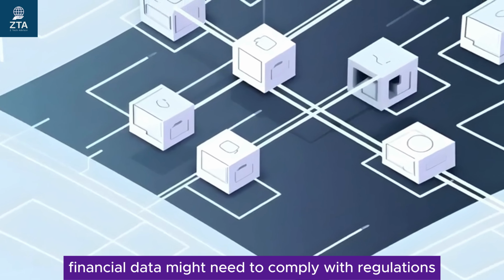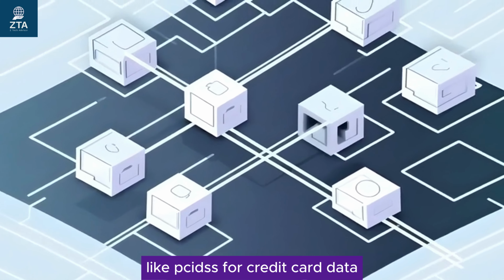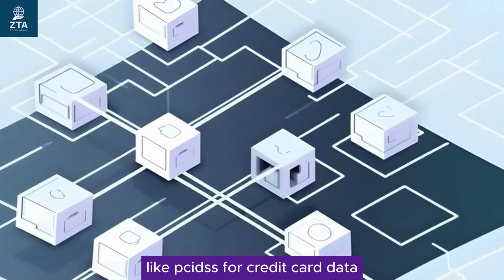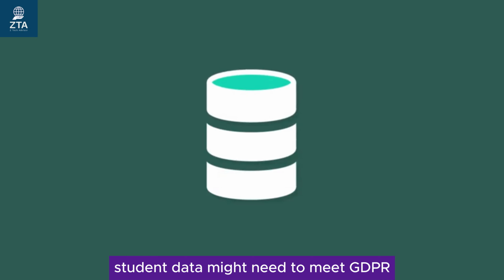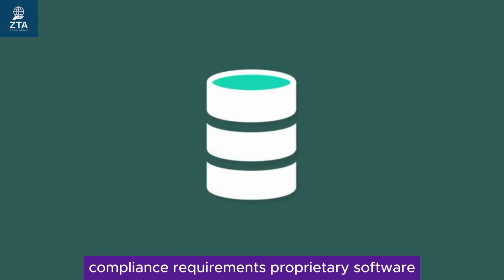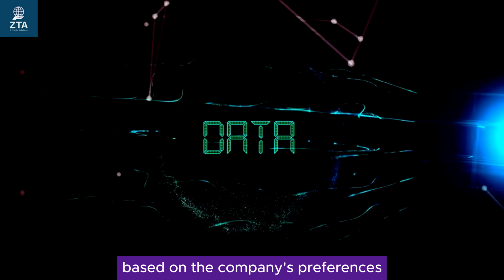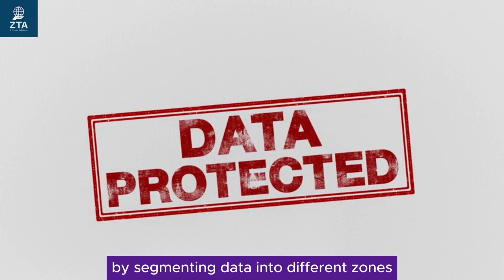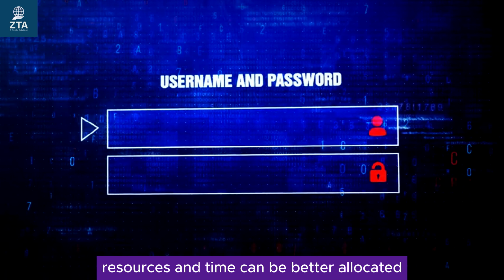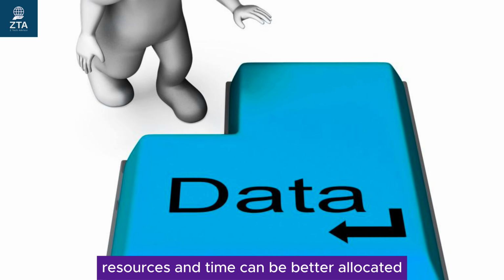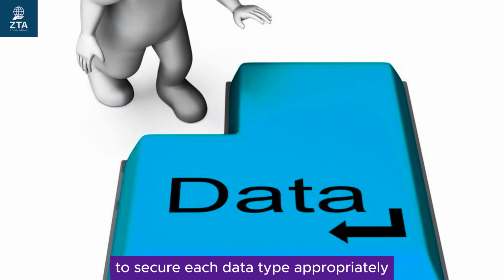Financial data might need to comply with regulations like PCI DSS for credit card data. Student data might need to meet GDPR compliance requirements. Proprietary software data has custom protection requirements based on the company's preferences. By segmenting data into different zones, resources and time can be better allocated to secure each data type appropriately.